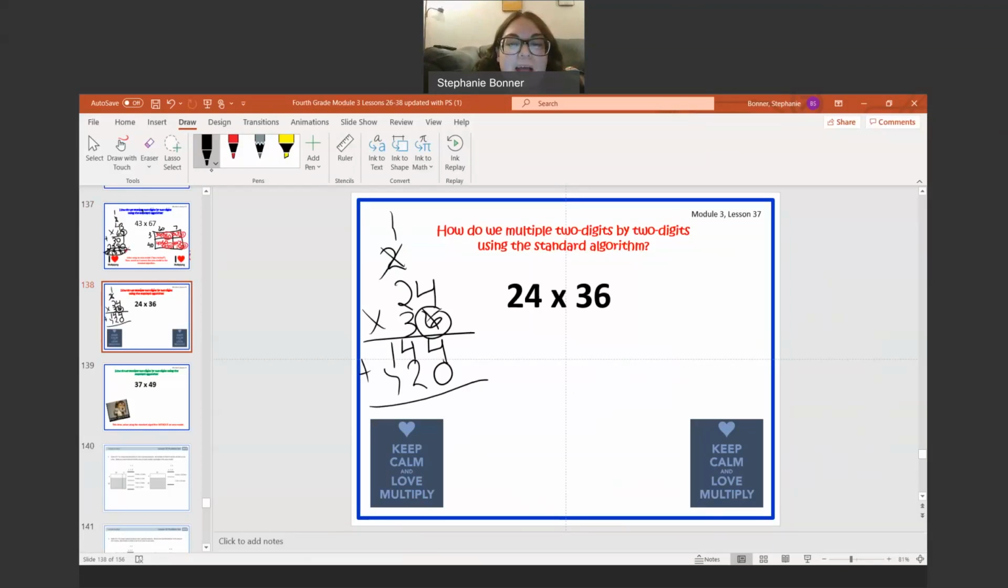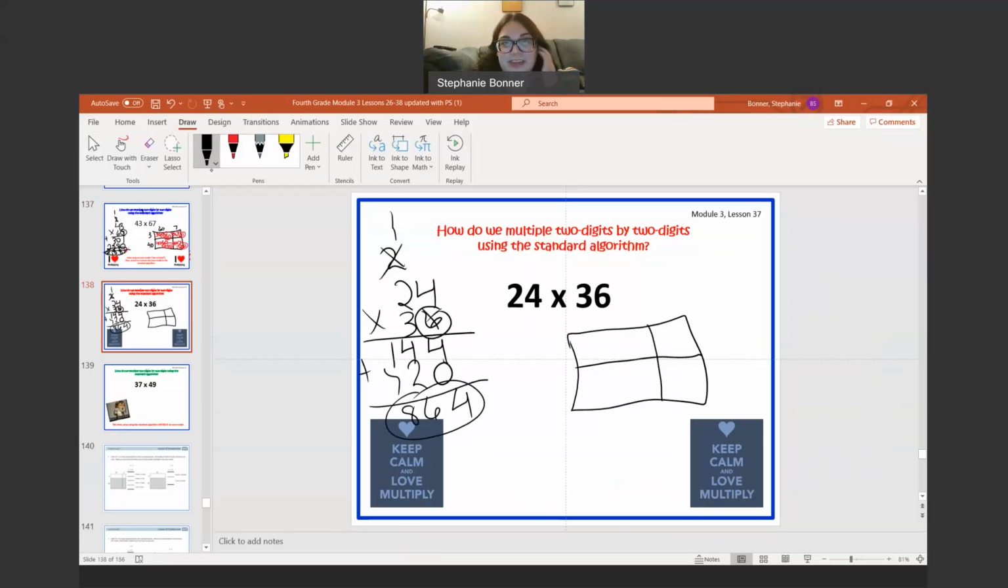So we're going to add these up, and we're going to find our answer. 4 plus 0 is 4. 4 plus 2 is 6. And 7 plus 1 is 8. 864. So we're going to do the box method and see if we got that right or wrong. Because if one of my answers is different than the other one, I know one of the methods is incorrect. So let's put our 24 in and our 36 in.